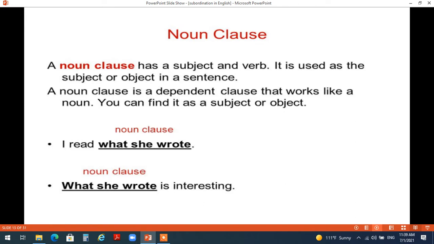For example, if we say, I read what she wrote. What she wrote, this is the nominal clause, which starts with a WH word. So, إذا نجي إلى موقع هذا الnoun clause هنا اللي هو dependent clause or subordinate clause، نجد إنه موقعه راح يكون مفعول به. أما في المثال الآخر, what she wrote is interesting، هنا نفس الnominal clause جاء في موقع الفاعل. So, it can be used generally either as a subject or an object.